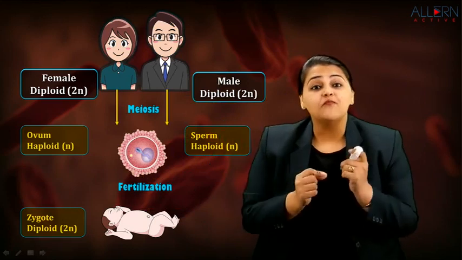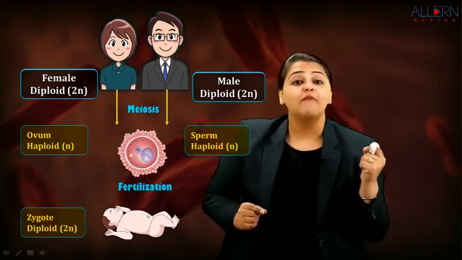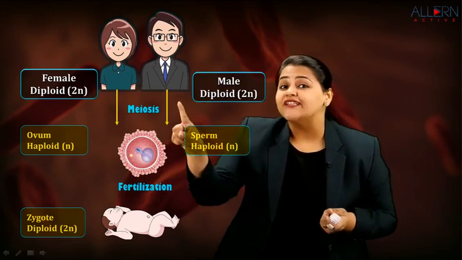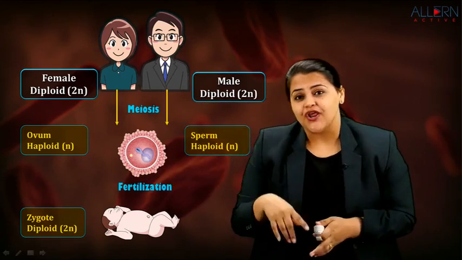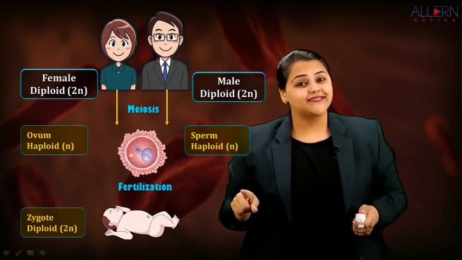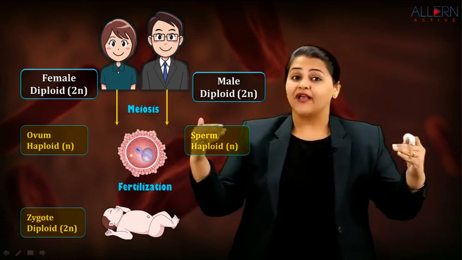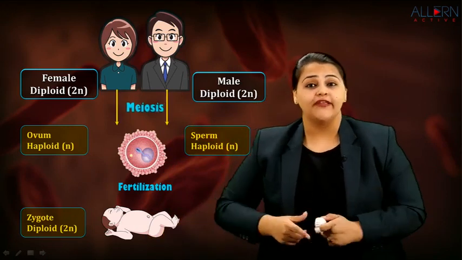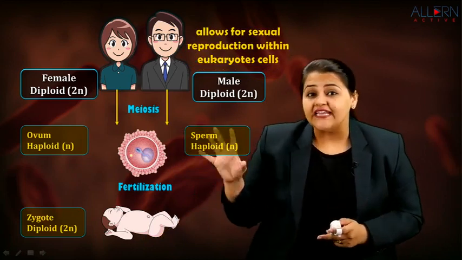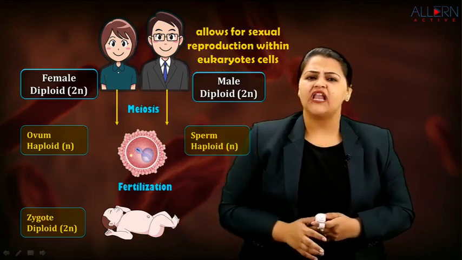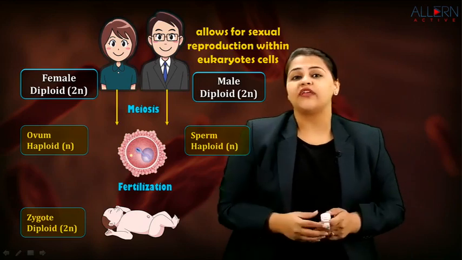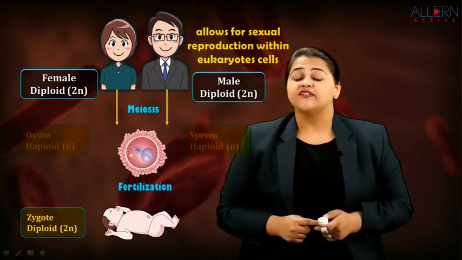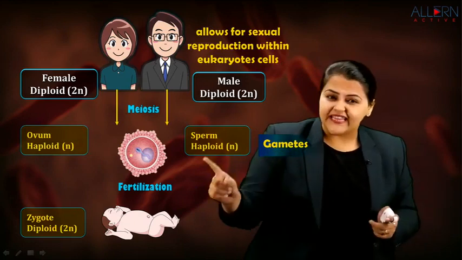And that is why, to maintain the species-specific number of chromosomes, the germ cells which are involved in fertilization will undergo meiosis. By undergoing meiosis, they become haploid, so that when they come together, they form a zygote which is diploid. That is why meiosis is highly essential. Meiosis will allow for sexual reproduction within the eukaryotic cells. That's why the ovum and the sperm need to be haploid, and they are the gametes which will make sure that the zygote is formed, which is of the same number.